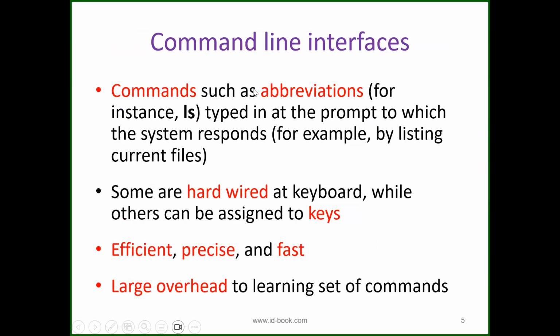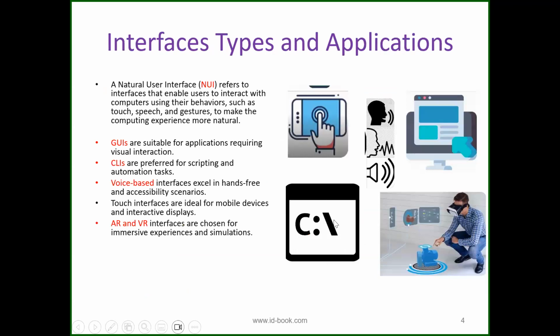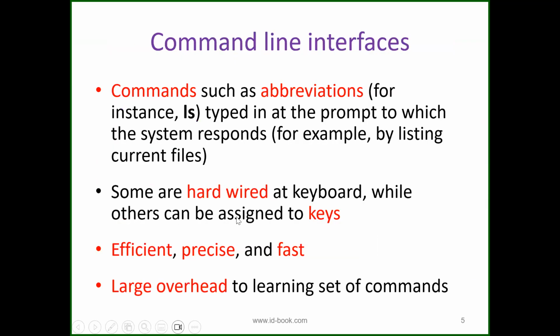Command line interfaces use abbreviations like ls for listing and cd for changing the directory. They are typed at the prompt to which the system responds, for example, by listing the files. Like, for example, we have a command prompt here, and then we type a command. These commands are usually the short form of what we are trying to do. For example, if I want to list the files stored inside a folder, then I will say ls. ls stands for listing. And then we have cd for changing the directory. So they are like shortcuts or abbreviations of the commands.